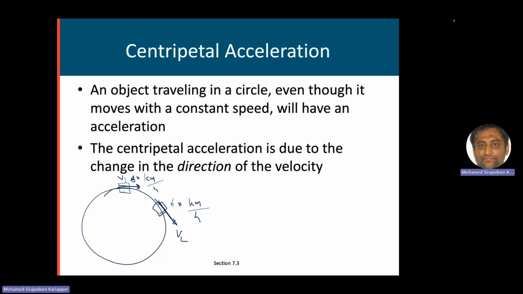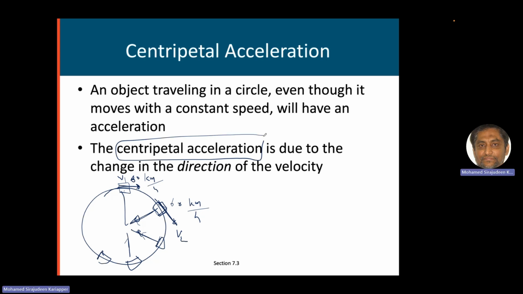If velocity is not the same, it has acceleration, because change in the velocity divided by time is the acceleration. So there's a rate of change of velocity, that means there is acceleration, and one can actually prove the acceleration direction will be toward the center of the circle, wherever it is. At this point, it will have an acceleration like this. At this point, acceleration like this, and so on. And we call it centripetal acceleration.